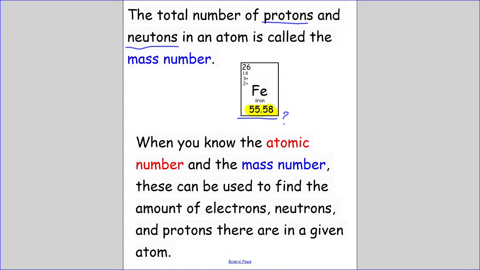And so really, I don't find 0.58 of an atom anywhere. It's more just taking a look at the different types of iron that are out there and taking a weighted average of them. So when you know the atomic number and the mass number, these can be used to find the amount of electrons, the amount of neutrons, and protons that are there in a given atom.